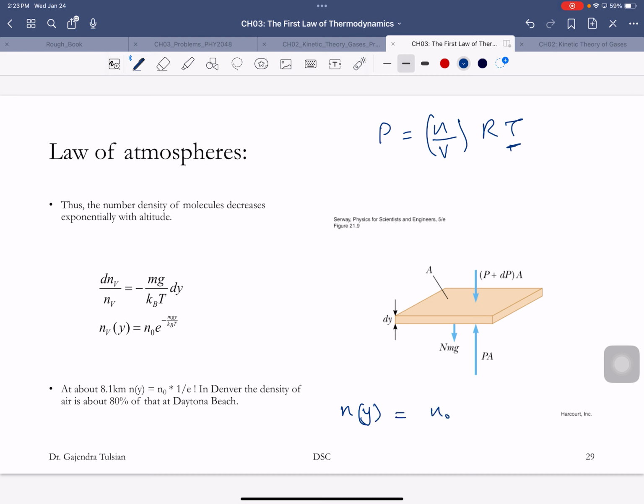All right, so this is the number density, and here's a very important formula. So this is the number density at ground level times e to the minus mgy divided by kT. What is mgy? Does it ring a bell? The work done by gravity. That's the potential energy of this gas molecule, mgy. Okay, so this is potential energy, and that's k times the temperature. So it seems like the probability of being at that location is proportional to this factor.